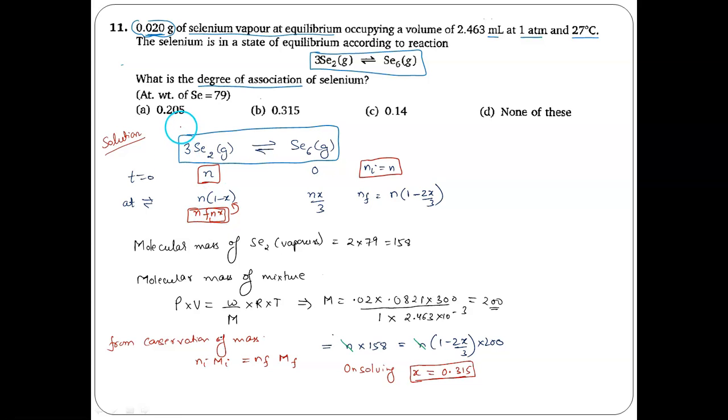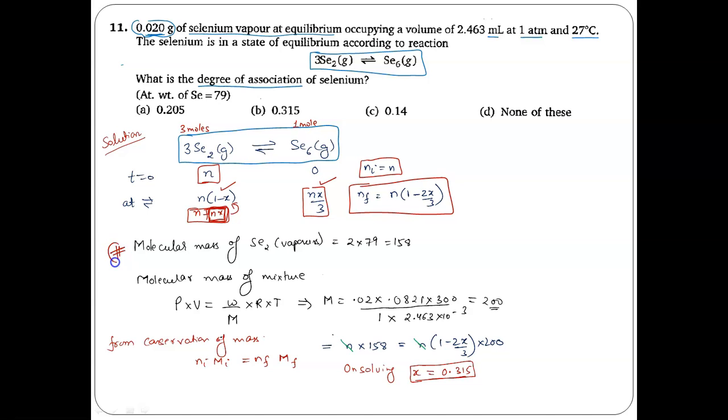We can see from here that 3 moles of Se2 combine to give us 1 mole of Se6. It is 1/3. Therefore, if this nx is n into x, that many moles of Se2 are associating, it will give 1/3 of that number of moles of Se6. So it becomes nx upon 3. So what is the total number of moles at equilibrium? You add n into (1 minus x) plus nx by 3. So that becomes equal to n in bracket (1 minus 2x by 3).